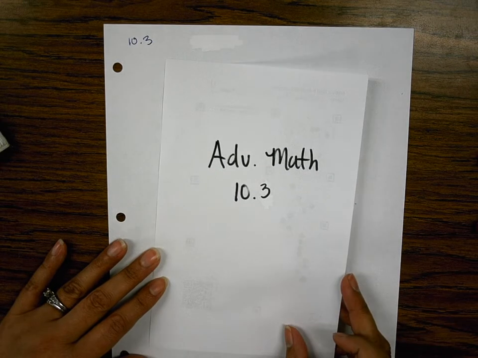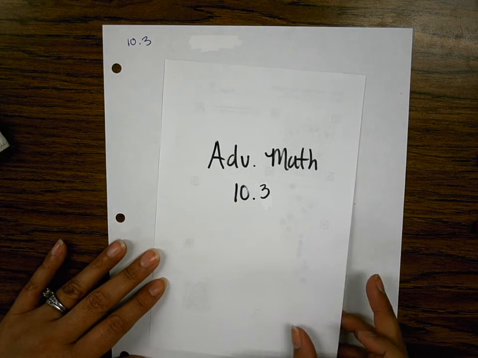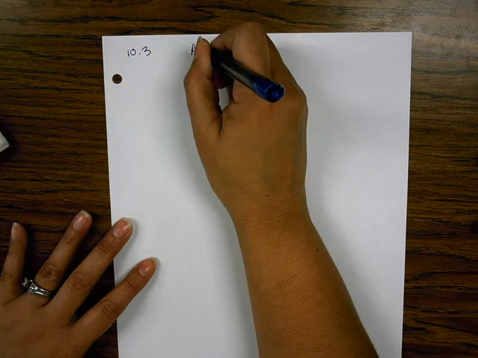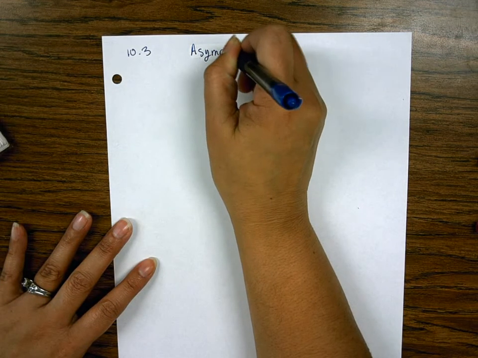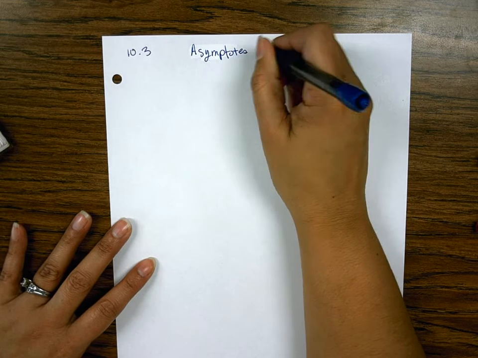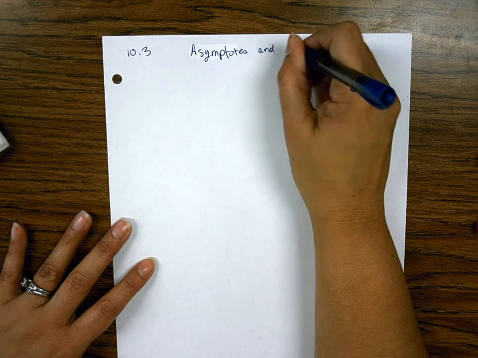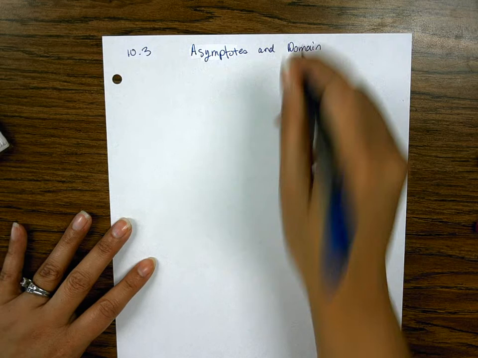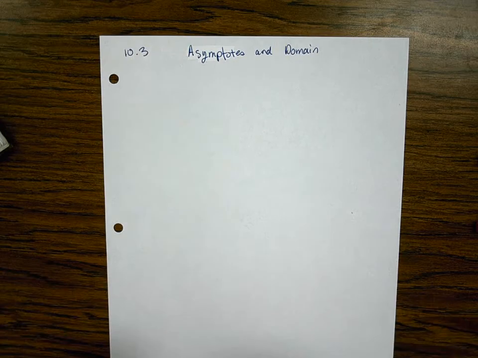This is Advanced Math, Unit 10, Lesson 3. Asymptotes and Domain is the title for today's lesson. Again, Unit 10, Lesson 3.